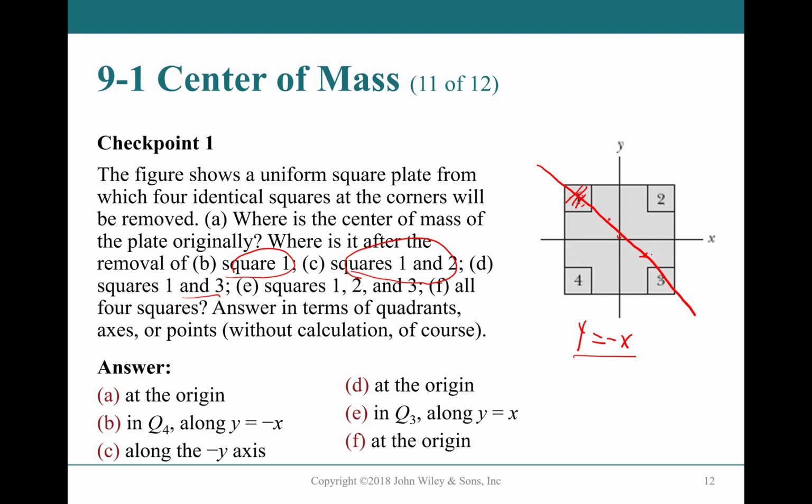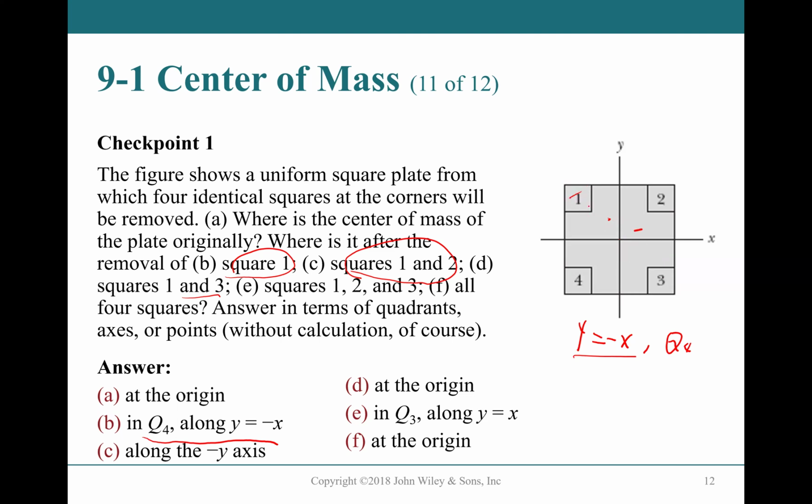But should it be on this side more or this side more? It should be in the fourth quadrant because you are taking a little mass away here, so the center of mass should be towards where the mass is more concentrated. So that's why it should be somewhere here. So for B, remove 1, you are going to get Q4 and along the y equals negative x line.